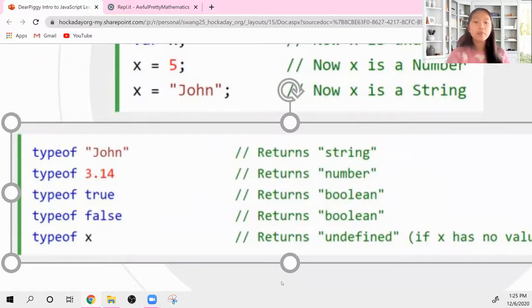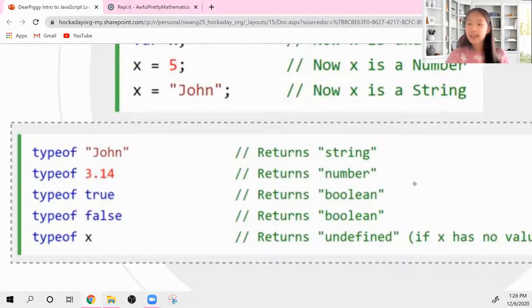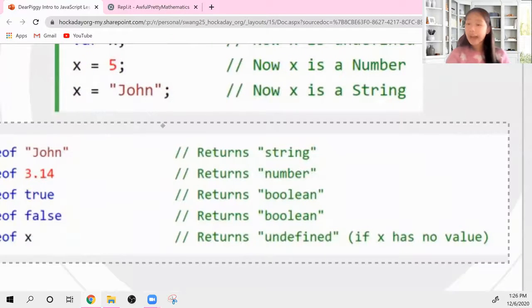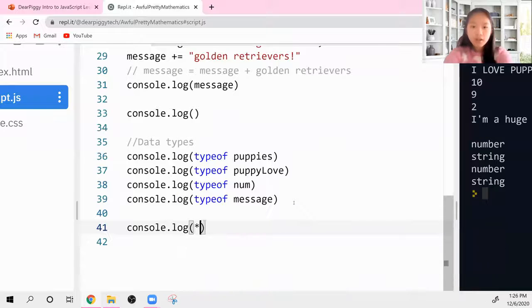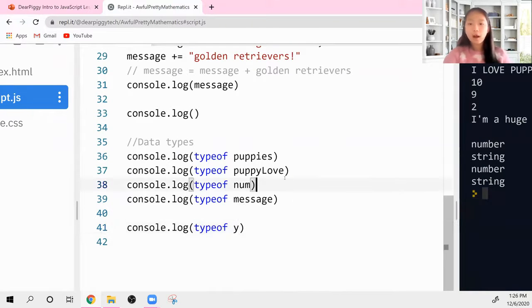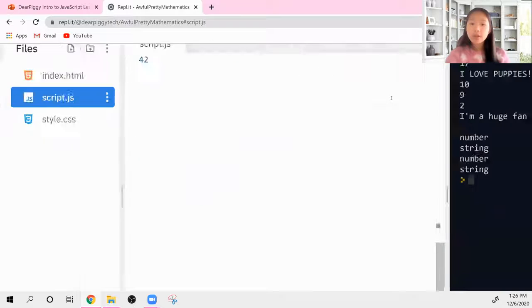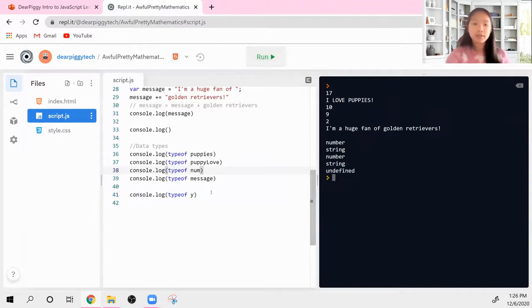Typeof x. Now if you don't define x, if x is not one of your previous variables and you ask for the type, it goes undefined because x has no value. It has a value that hasn't been defined yet. So we can go ahead and try that. Console.log, what's a variable that we haven't used? Typeof y. Now y, does y exist anywhere in our code? No, right? So we run our code and we see undefined because we never had y in our code.